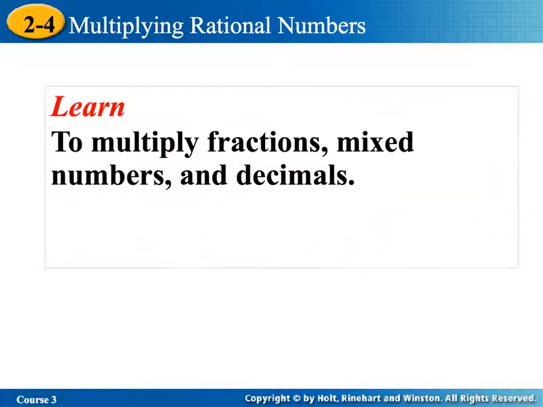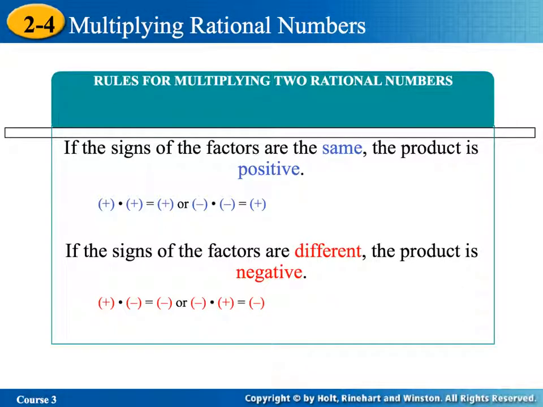Next, here we go. Multiplying fractions, mixed numbers, and decimals. Even though we are now multiplying with fractions, mixed numbers, and decimals, that does not mean you forget the rules for multiplying positive and negative numbers. If two numbers have the same sign, your answer is going to be positive. If you're multiplying different signs, your answer is negative. All right, so let's try a few.